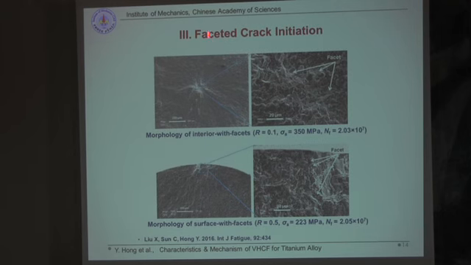Okay, the 3rd point is faceted crack initiation. Again, we observe that crack initiation is from the interior of the specimen with facet morphology at 0.1 stress ratio, and another one at 0.5 stress ratio is from subsurface. We call it surface with facet, meaning it's a surface area, but there's a subsurface facet there. This enlargement shows this type of morphology.